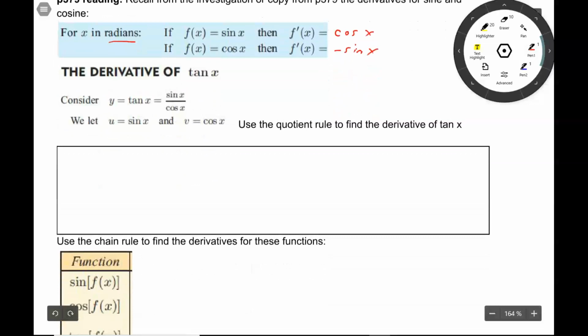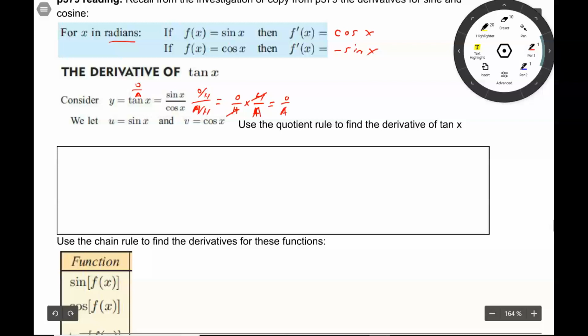The derivative of tangent x. Consider that y equals tangent of x, which is sine divided by cosine. Remember that tangent is opposite over adjacent, sine is opposite over hypotenuse, and cosine is adjacent over hypotenuse. Well, if you divide opposite over hypotenuse by adjacent over hypotenuse, remember you need to multiply by the reciprocal when you divide by a fraction. So you end up with this, right? And the hypotenuse cancels out, and you end up with O over A, opposite over adjacent, which is tangent, right?